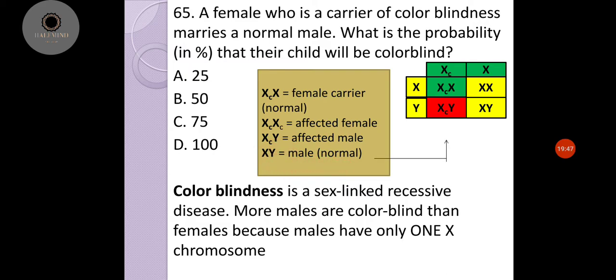So we have, they have a chance to have one child out of 4 na magiging colorblind. So 1 out of 4, that is 25% out of 100%. Okay? So the probability or the chance that they will have a colorblind child is 25%.